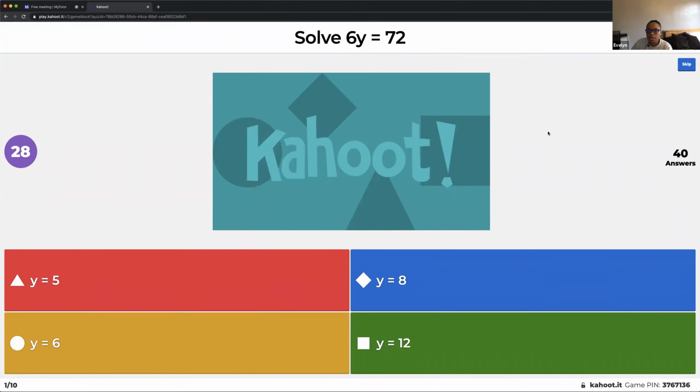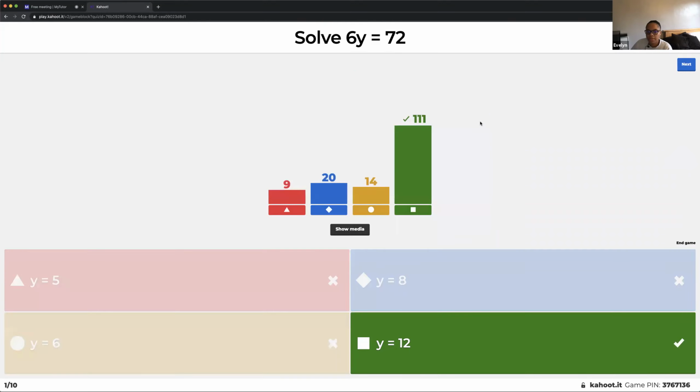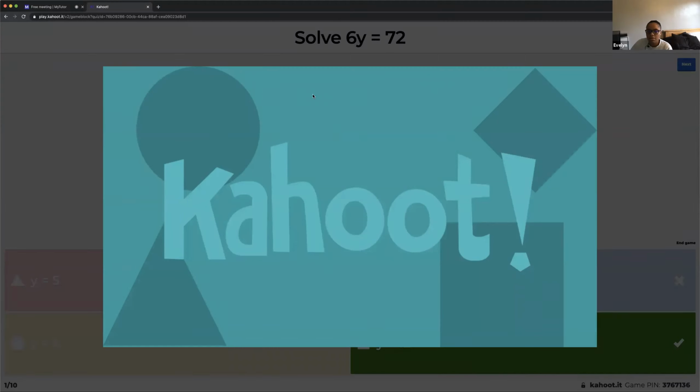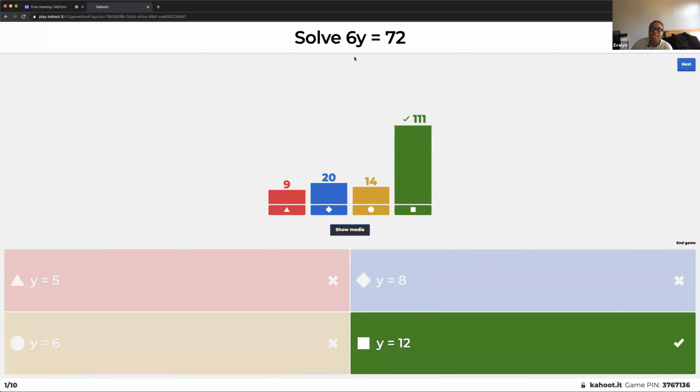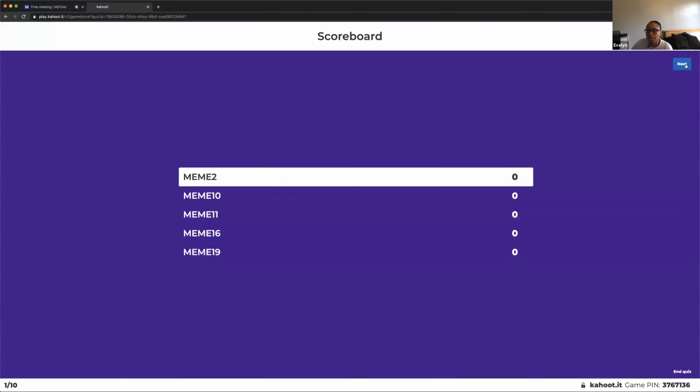Solve 6y equals 72. Brilliant. So if we have a look, I want to get rid of the 6, and I want to get y by itself. So divide both sides by 6. 72 divided by 6 is 12. Brilliant. Well done.